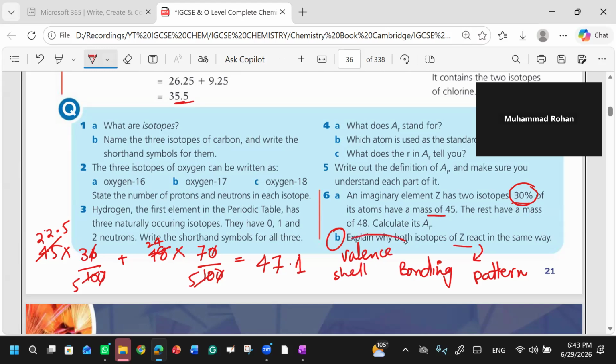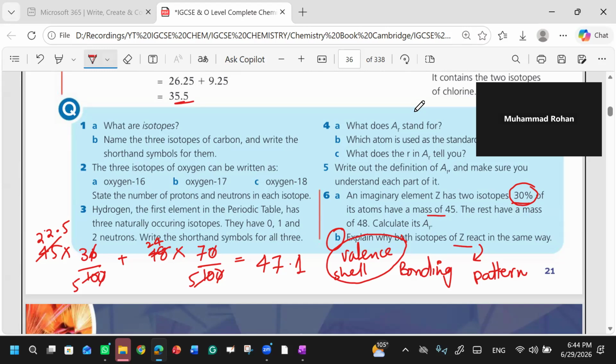So why are both acting in a similar way? Because they are isotopes, and we have discussed that isotopes have the same number of electrons. So in the two isotopes, the electron number is the same. It means the electrons in their valence shell will also be the same, and those electrons will decide the bonding pattern. Since both isotopes have the same number of electrons in the valence shell, they will both react in the same way. Clear? Are you clear with this?